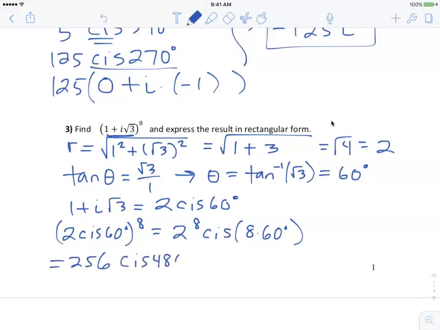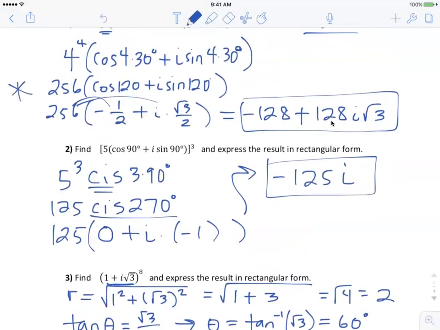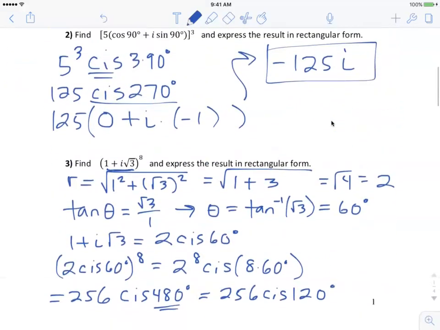cis 480, okay? And now you've got to think of cosine of 480, which is the same as cosine if I subtract off a 360. You can subtract off a 360 and get a coterminal angle. That's 120, right? It's 256 cis 120. Whoa, we just had that. That's right there. Okay, so 256 cis 120 is the same thing.